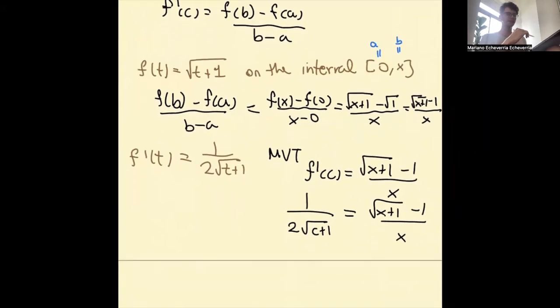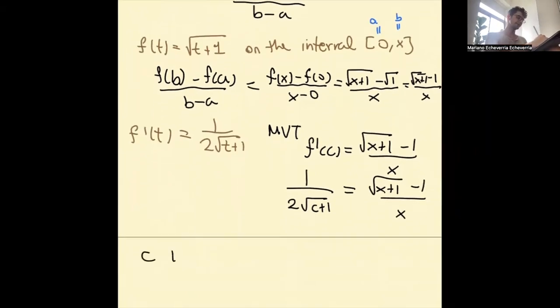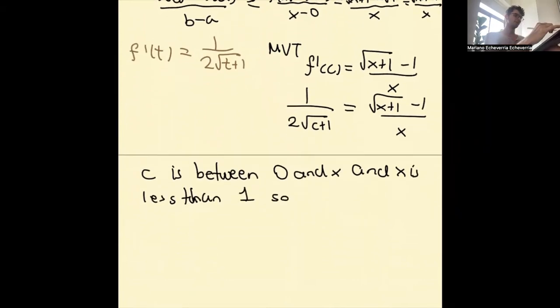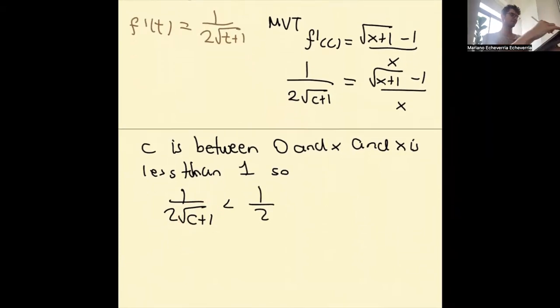But the thing is that c is between 0 and x, and x is less than 1. So 1 over 2 root of c plus 1 is going to be less than 1/2, because root of c plus 1 is slightly bigger than 1. Okay, and that's how you end up with this thing being less than 1/2.